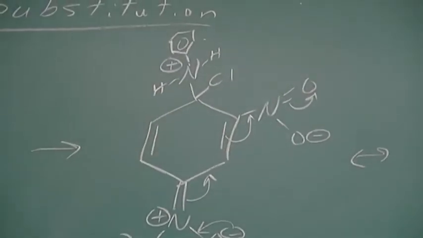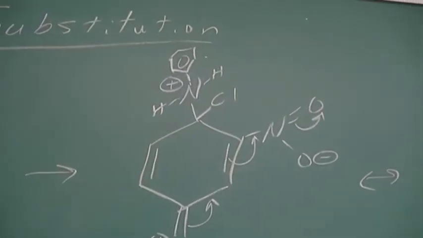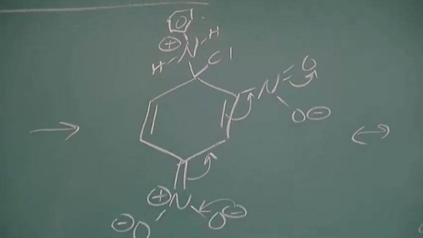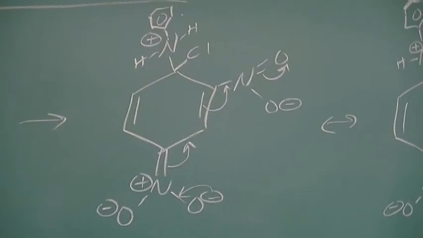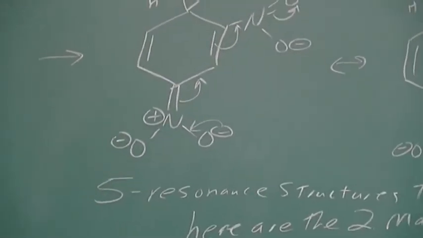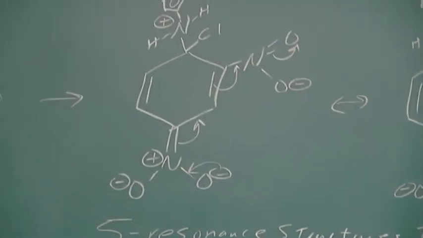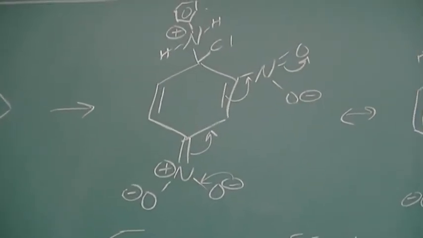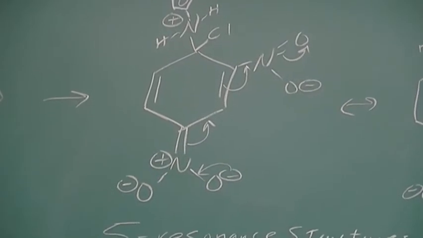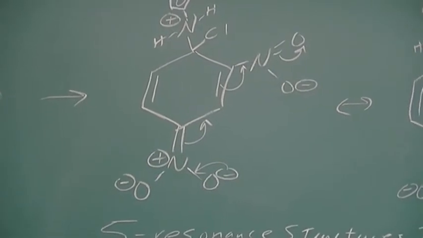Our product here is that the aniline was added. It has a plus charge, chlorine is still there, and you have this complex. Now this complex has 5 resonance structures. I will show the 2 most stable resonance structures, where the negative charge is going to be on the oxygen in both of these.